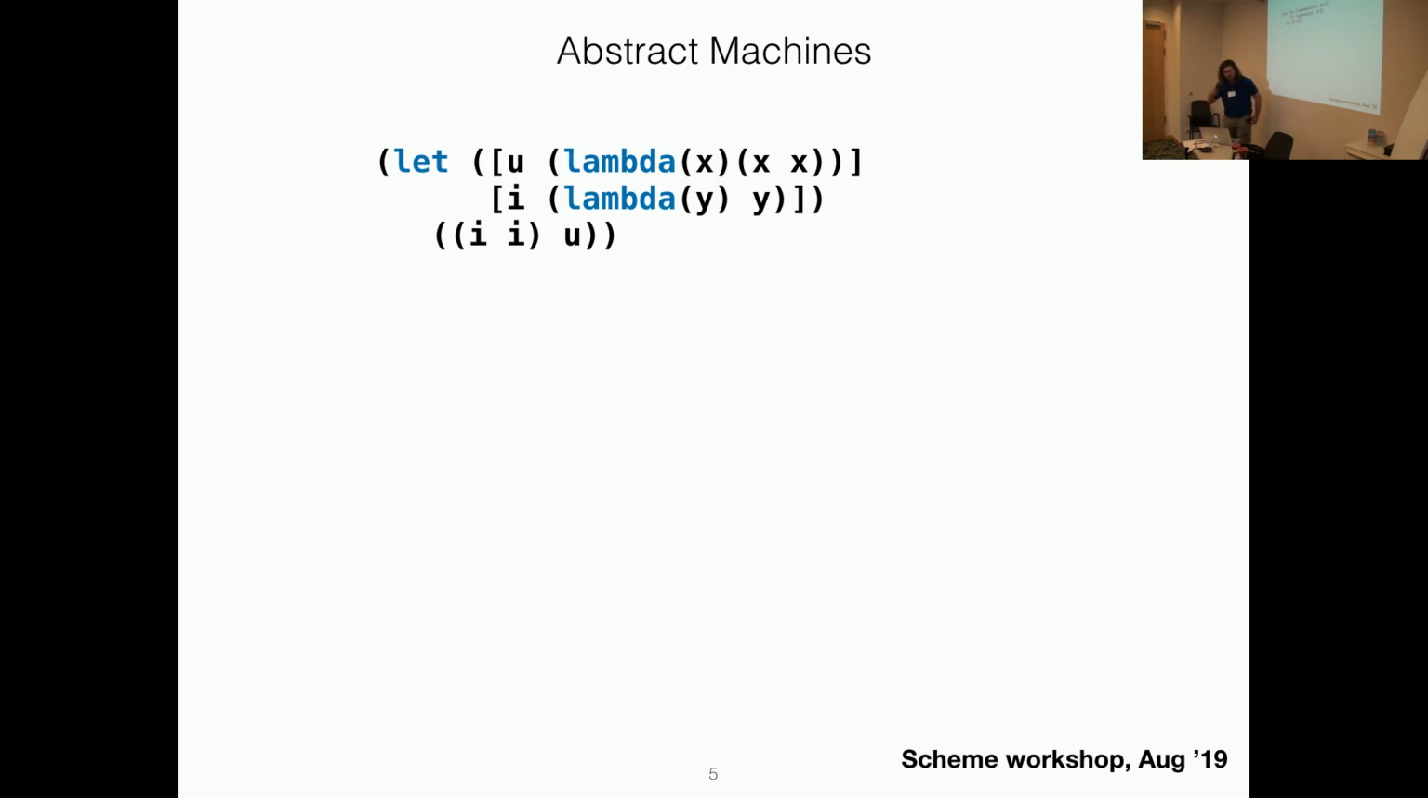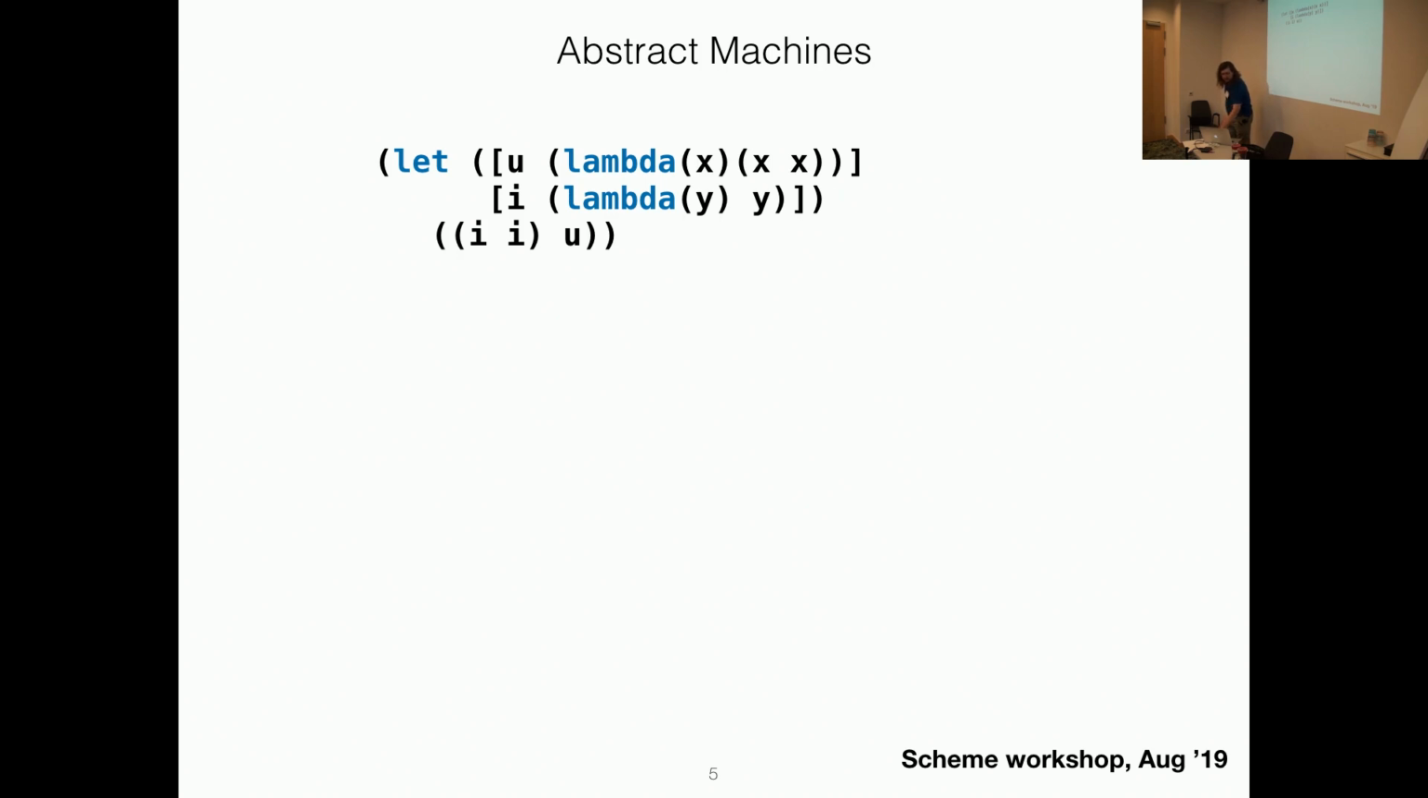All right. What are abstract machines? So that's the example I'm going to be using here. This is just quick let binding of two lambdas. One is the U combinator, just x applied to itself, and the other is just the ID function. And we see this little function that's ID applied to itself, which just reduces to the ID function. Applied to the U combinator just reduces to the U combinator, and that's never actually applied.